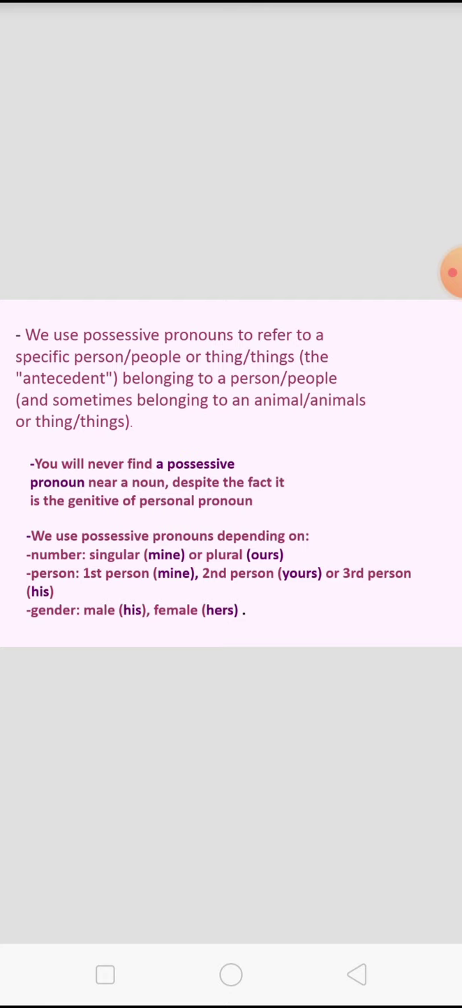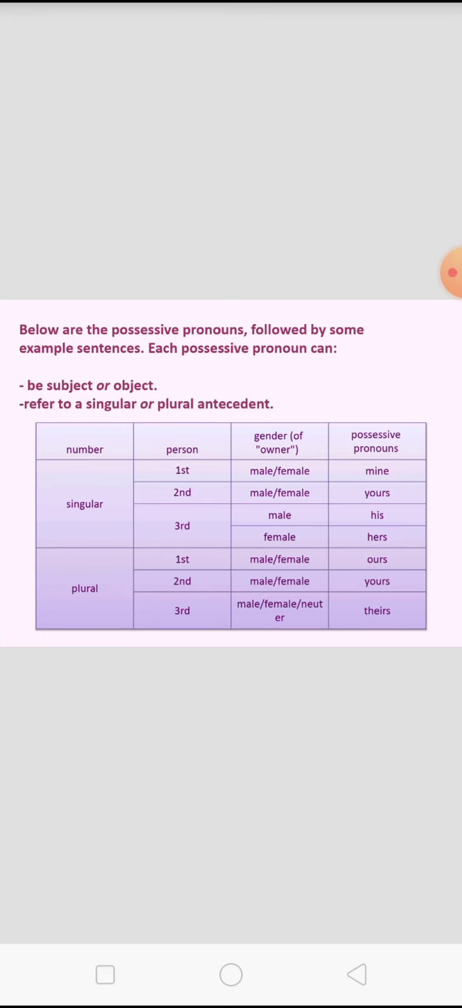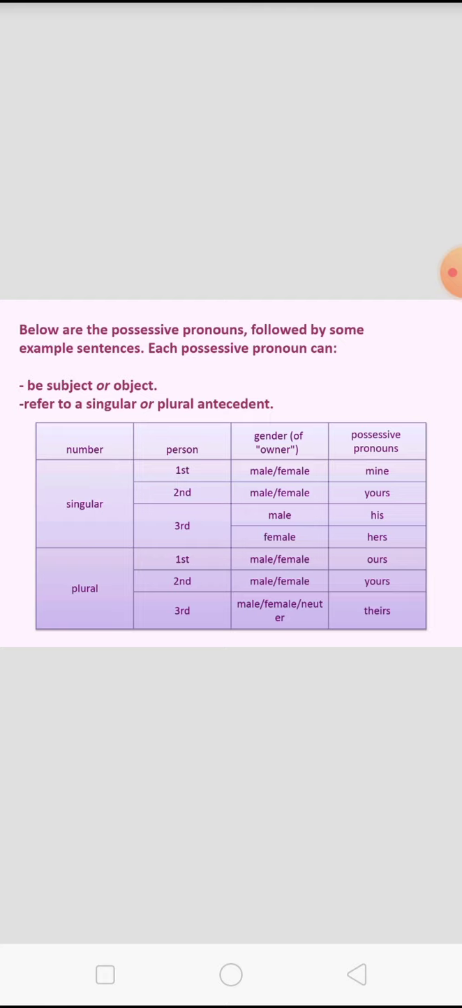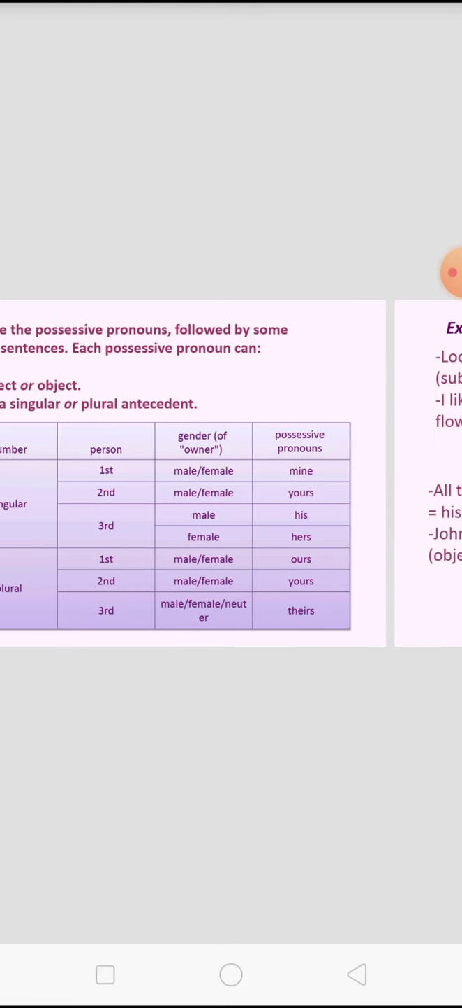We use possessive pronouns depending on number, person and gender. Number: singular or plural. Person: first person, second person or third person. Gender: male or female. Below are the possessive pronouns followed by some example sentences. Each possessive pronoun can be a subject or object, and refers to a singular or plural antecedent. So, here the possessive pronouns are mine, yours, his, hers, ours, yours and theirs.